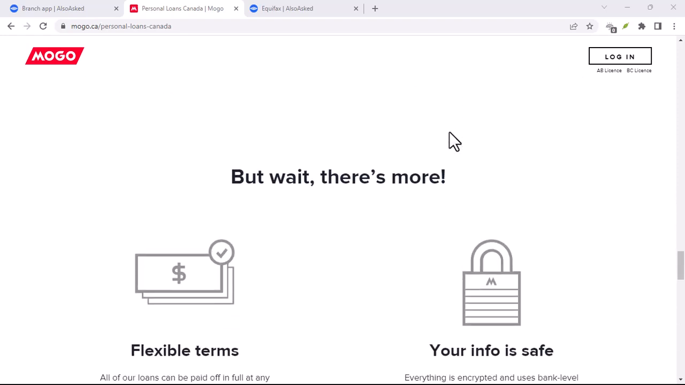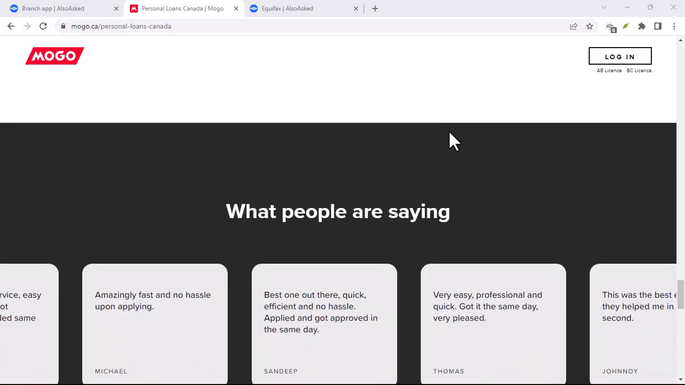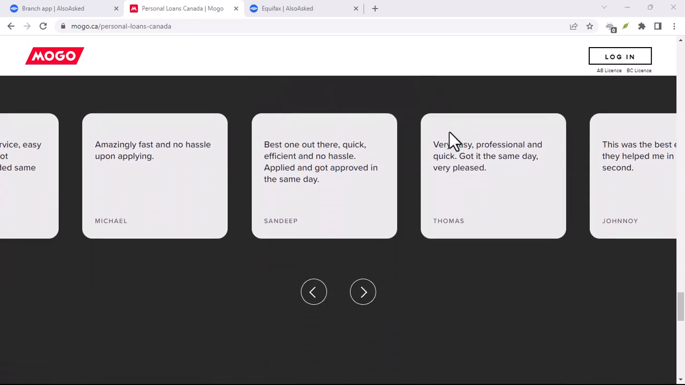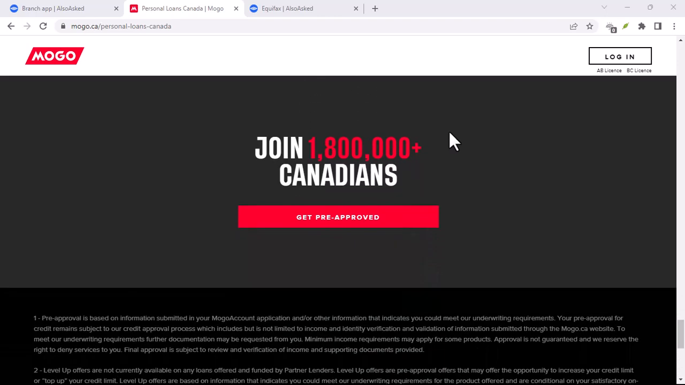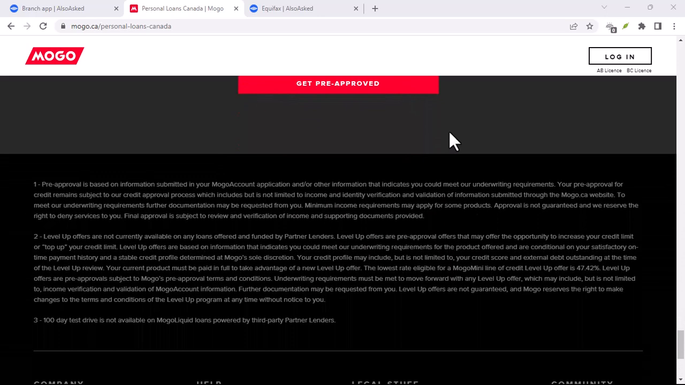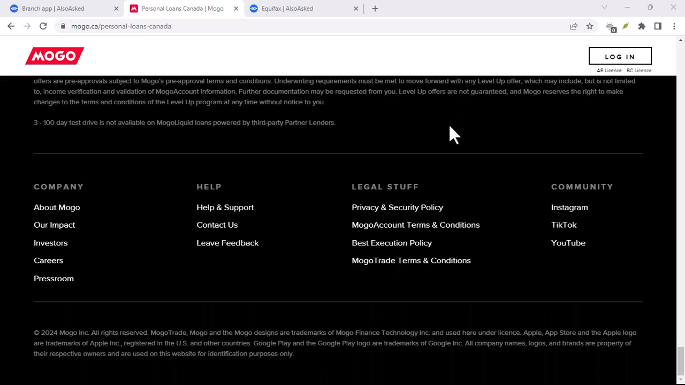The first step is to check your eligibility for a Mogo loan. To do this, you will need to provide some basic information about yourself, such as your name, date of birth, and social security number. Once you have submitted your information, Mogo will run a credit check to determine your eligibility.